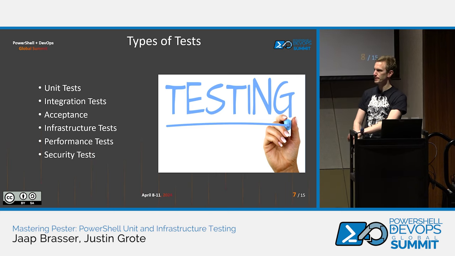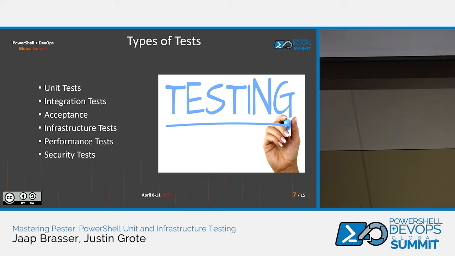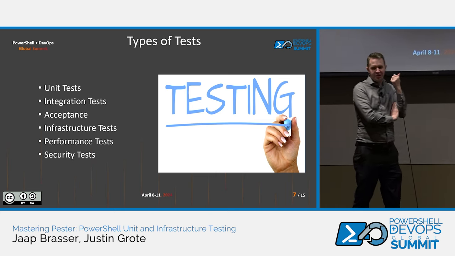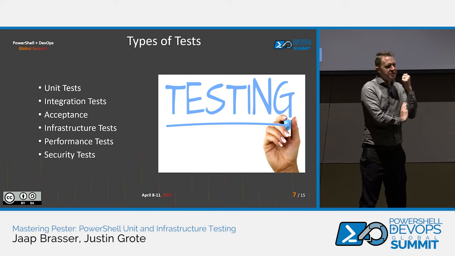I think too, with tests, you see all these names up here, and this can be really intimidating if you've never seen these. Like, what is a unit test? What is an acceptance test? Just think of these as loose definitions, an easy way to categorize.